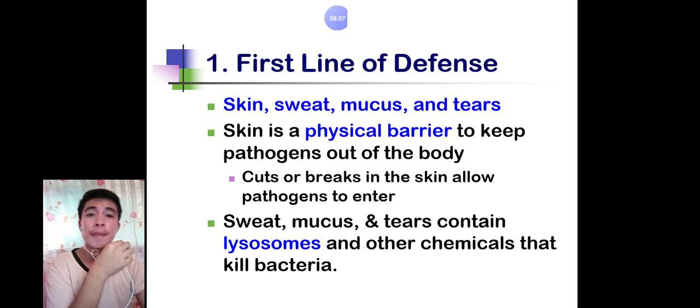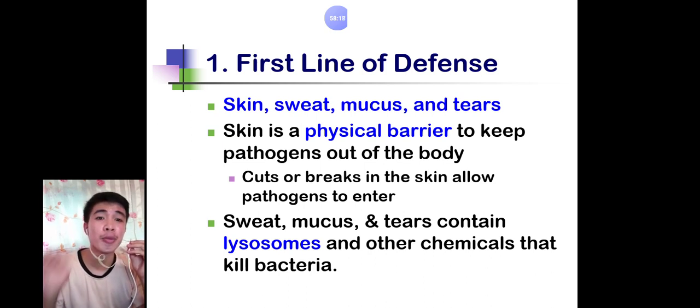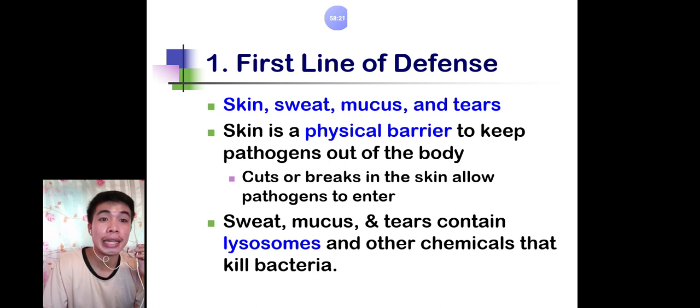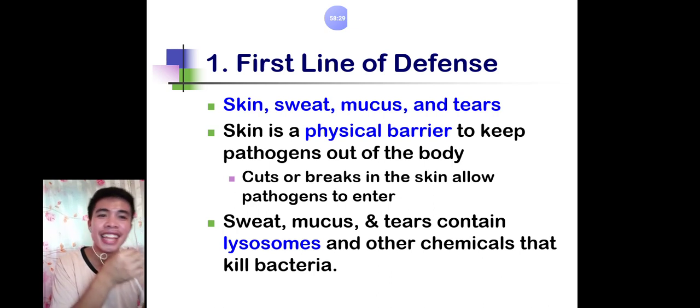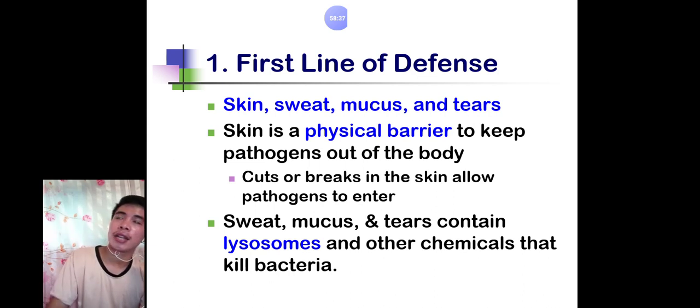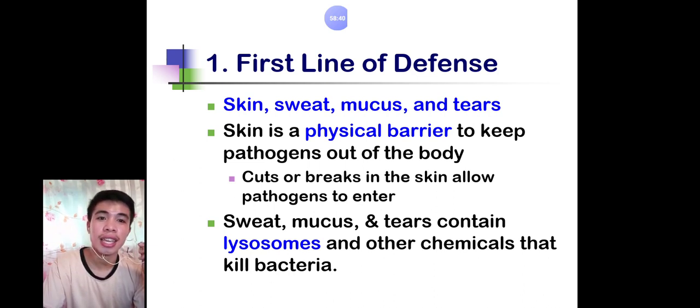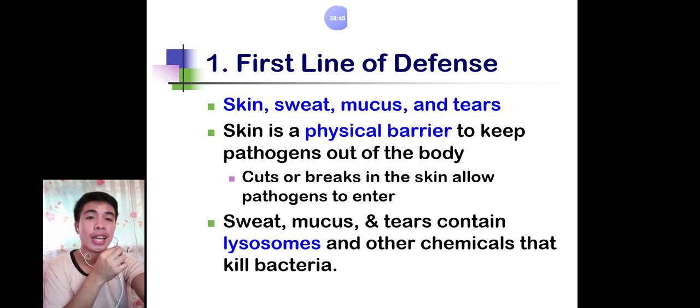Next is sweat and mucus. Sweat helps defend against bacteria. Tears contain lysozyme and other chemicals that kill bacteria. Mucus is a fluid like tears, and it kills bacteria and chemicals in our body.